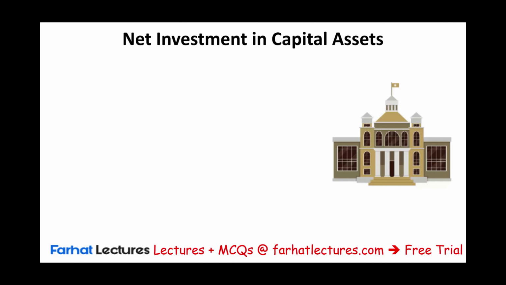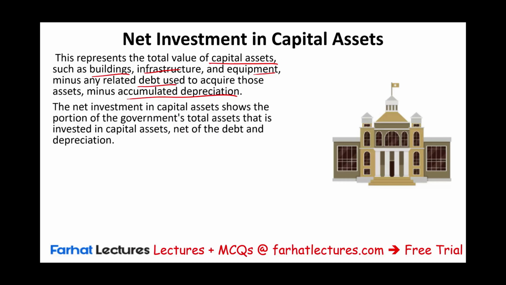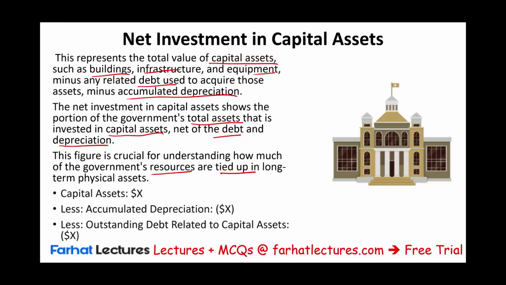Net investment in capital asset. This represents the total value of capital asset, like building, infrastructure, equipment, minus any related debt used to acquire these assets, minus accumulated depreciation. In other words, it shows the assets that are invested in capital asset, net of debt, and net of accumulated depreciation. This figure is crucial because it tells us how much of the government resources are tied up in long-term assets. So simply put, on the balance sheet, it would look something like this: capital asset, less accumulated depreciation, less outstanding debt. This is basically what it looks like.